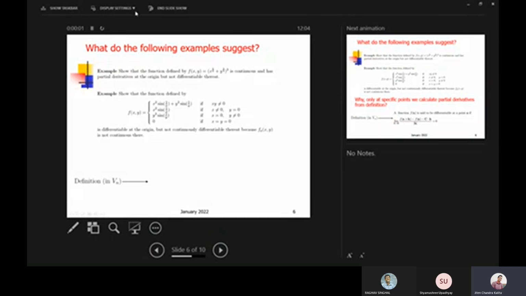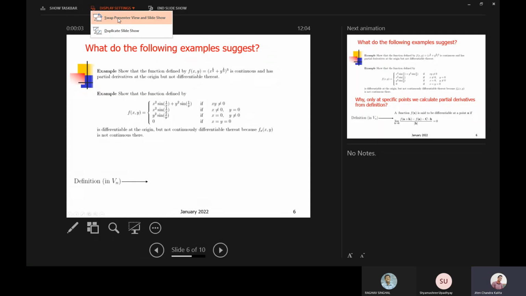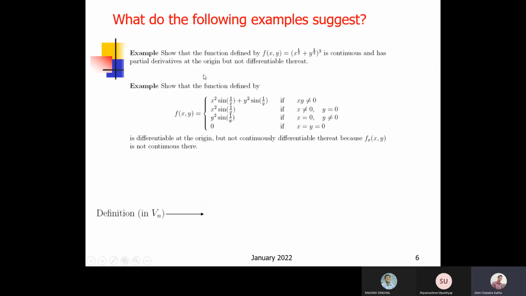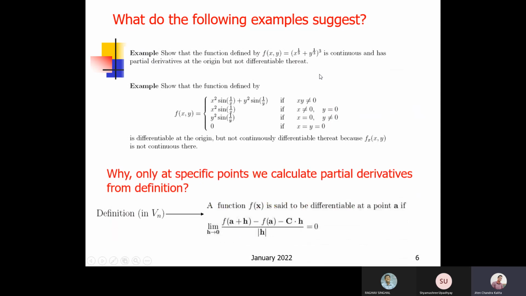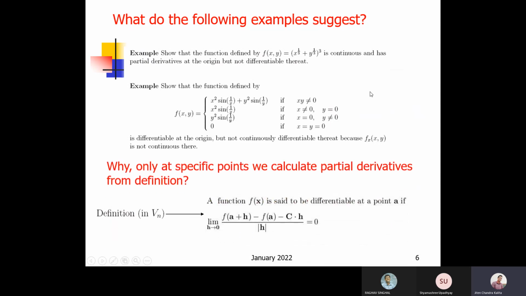And I'm again going to give you a formal definition of differentiability for a function of more than 2 variables.